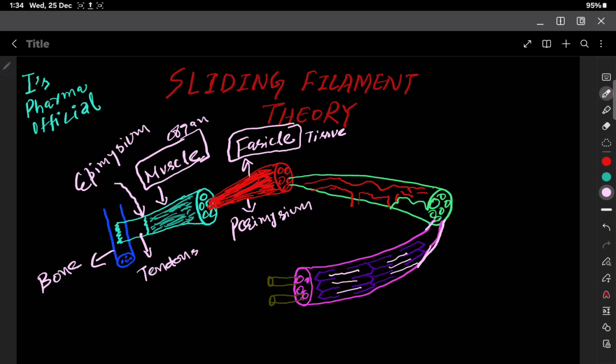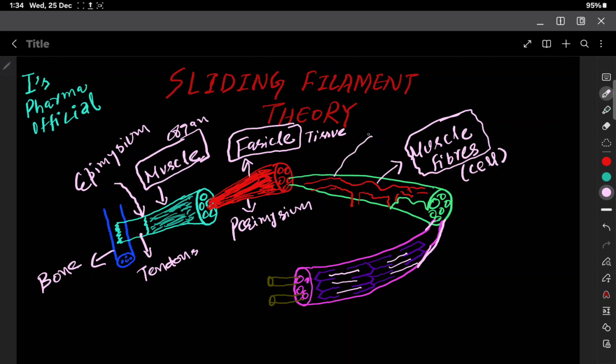So the bone is attached with the muscle by tendons, and inside the muscle there are bundles called fascicles. Inside fascicles there are many more bundles called muscle fibers. So this is a muscle fiber, or we can say these are the cells. The membrane present here is called the endomysium. So three membranes: epimysium, perimysium, and endomysium.